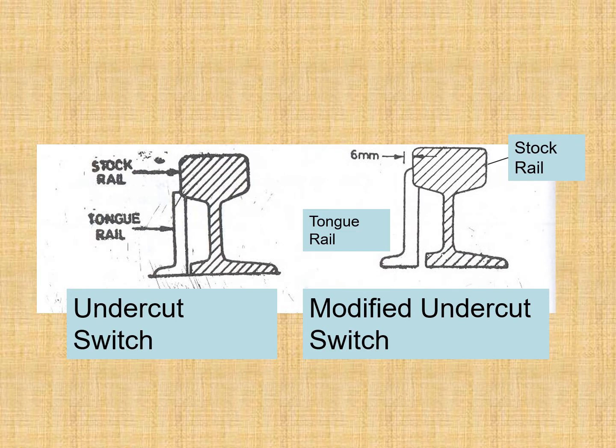So this is the typical undercut switch. So you can see that this is the stalk rail and this is the tongue rail. And here you can see this is the modified undercut switch. So you can see that here the shape of the tongue rail is like this. So it is adjusting just over here like this.